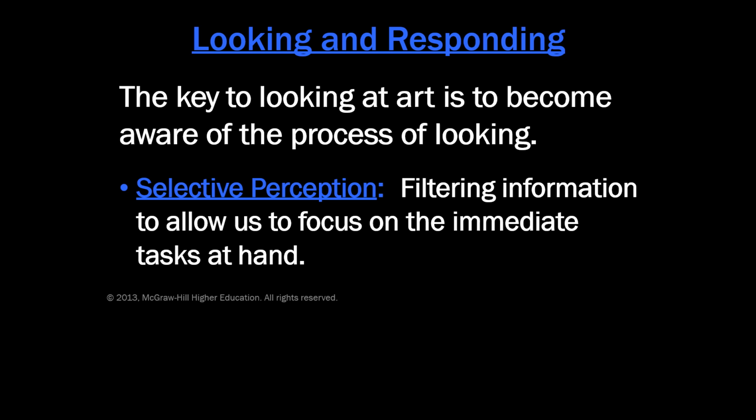I've borrowed this from a textbook called Living with Art, which I've used at other schools in the past. I like this idea of the key to looking at art is to become aware of the process of looking. And I want you to think of that during this course. Think of how you are looking and responding to different works of art. And then also how you filter information so that you can respond to what it is you're looking at that moment. In a sense, our consciousness filters out extraneous information so that we can better understand the world around us.